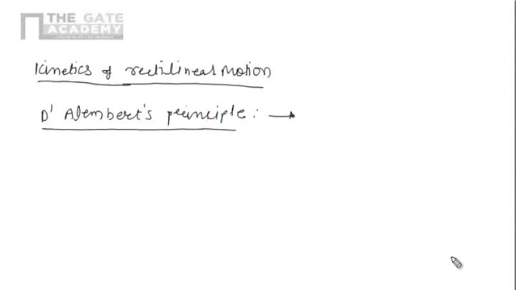As we already discussed, kinematics and kinetics are branches of dynamics. Dynamics deals with bodies which are in motion. According to the D'Alembert principle, if the body is in motion and we want the dynamic equilibrium of that body, then we have to apply the inertia force in the opposite direction of the motion, and then we can say that the body is in dynamic equilibrium.